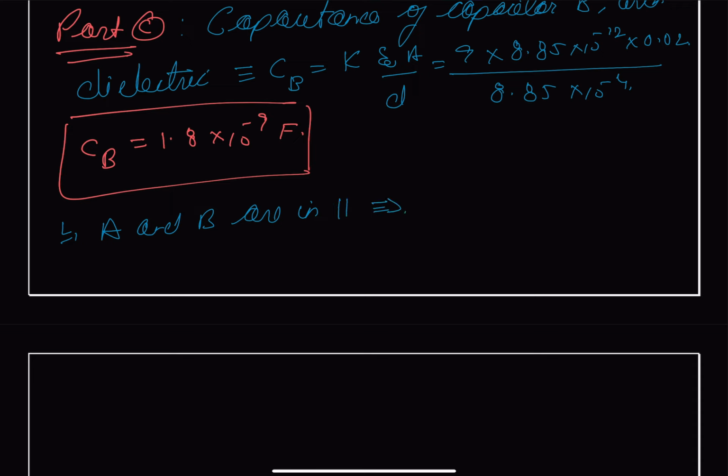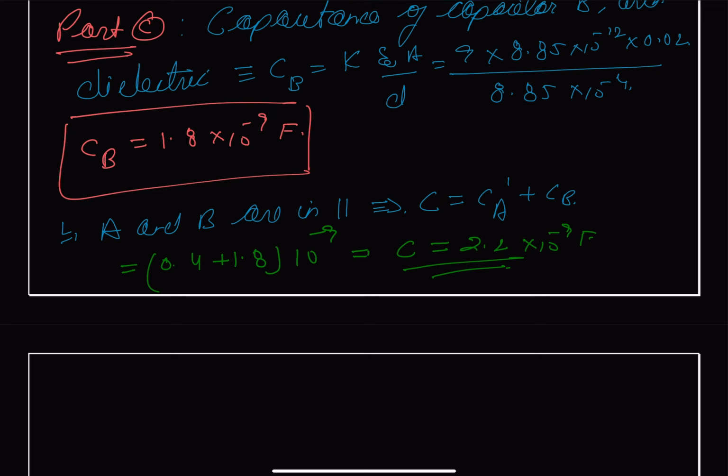Therefore, the capacitance of the system, that is our C, will be equal to CA prime plus CB. And we already know these values. CA prime was 0.4 plus 1.8 into 10 to the power minus 9. This gives that the capacitance of the system will be equal to 2.2 into 10 to the power minus 9 farad.